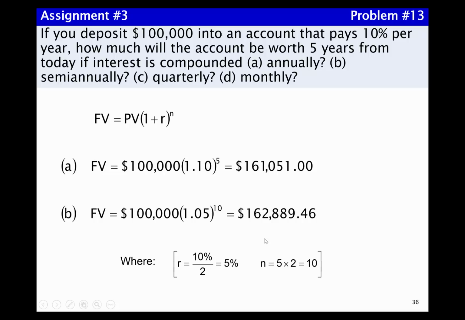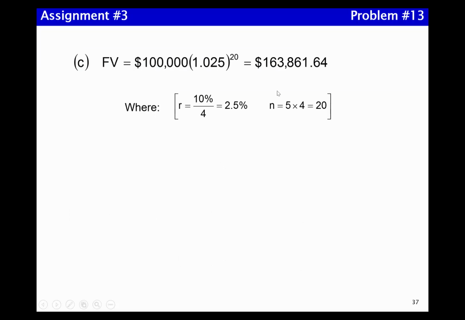But you see the general rule here. We'll follow this with parts C and D. You take the annual rate, you divide by the number of periods per year, with semi-annual 2. Take the number of years times the number of periods per year, and again, 2 for semi-annual. Okay, C, quarterly, and then D, monthly. With quarterly, we take 10% and divide by 4 quarters per year. The interest rate is 2.5% per quarter. With 5 years, there's 20 quarters, so it's 1.025 to the 20th.